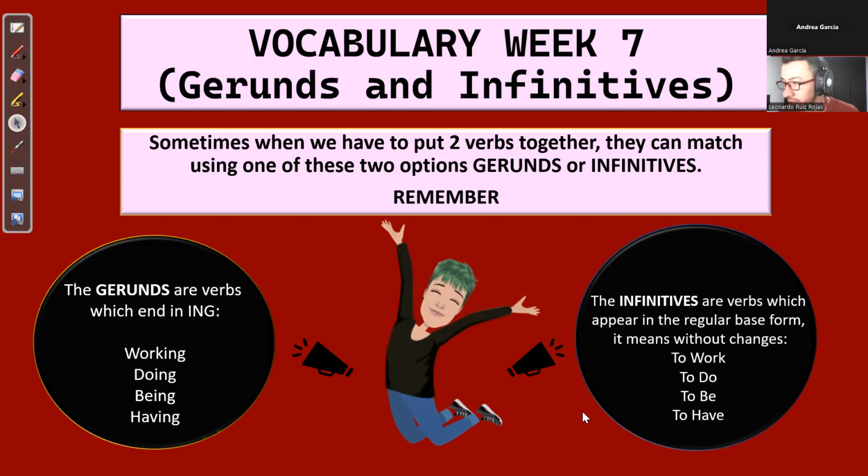The first one is the gerund, and the second one is the infinitive, right? When we talk about gerunds, it's simply talking about the verbs in -ing: working, doing, being, having. That's the gerund. And the infinitive is the same verb, but in the basic form: to do, to work, to have, to be, usually after the to. Normally, not always, but usually it's like that, with the preposition to and then the verb in infinitive.